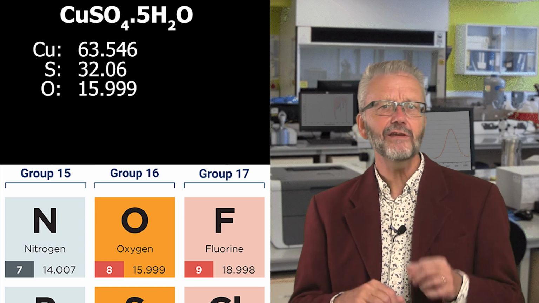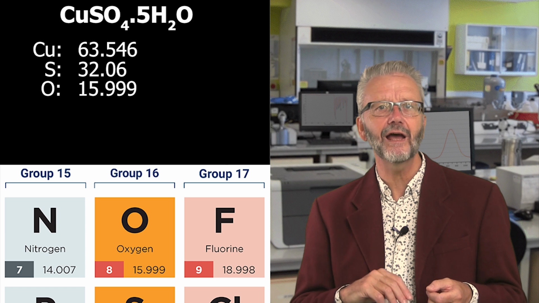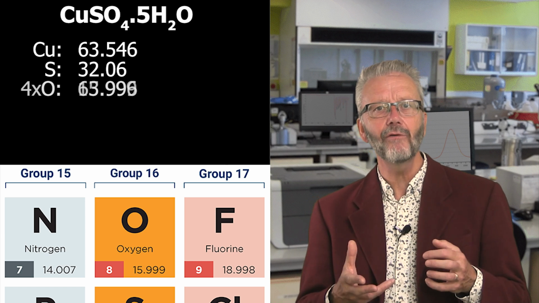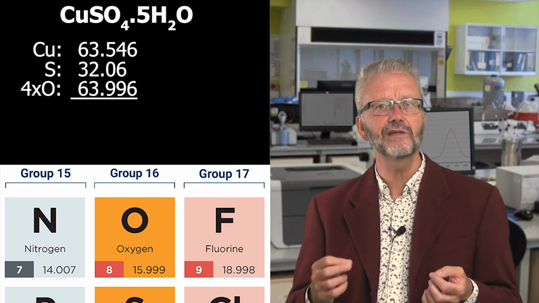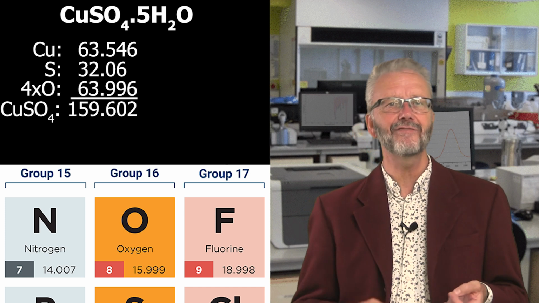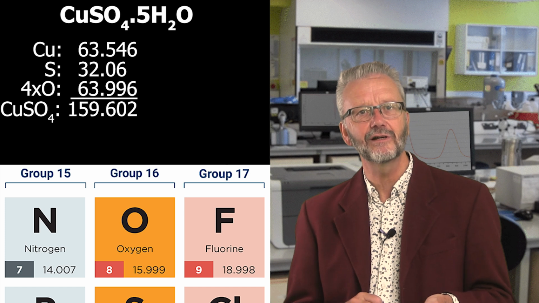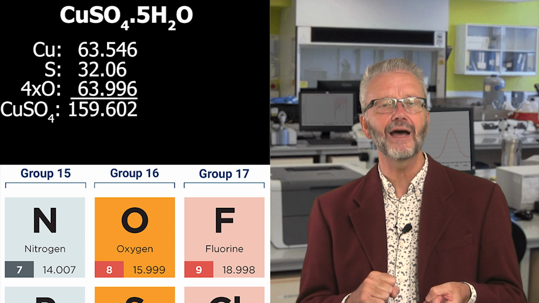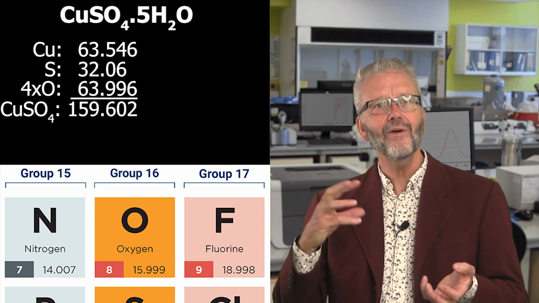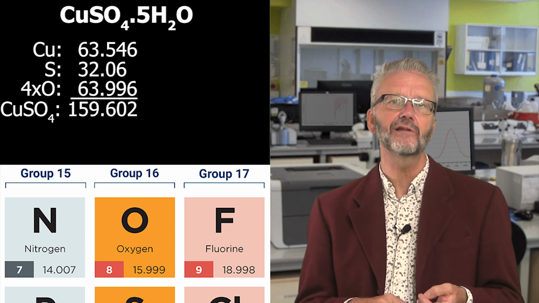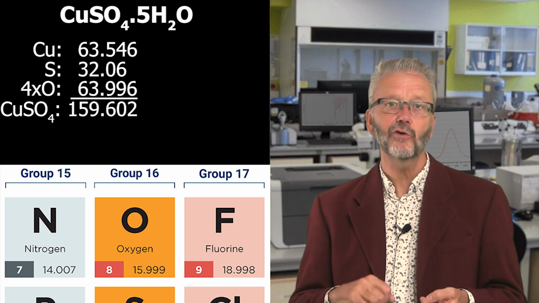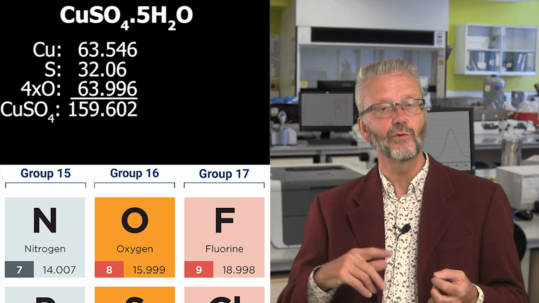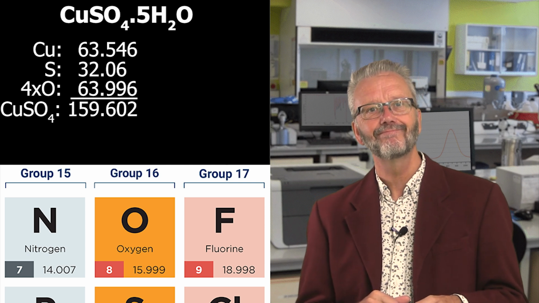However, we can see from the formula that there are 4 oxygen atoms in copper sulfate, so we multiply this by 4 and then add up the numbers to give an answer of 159.602. Now this is the relative formula mass of copper sulfate, but without the water molecules of crystallization. This form of copper sulfate does exist, but it's not the form we wish to use. Some more calculations are necessary.